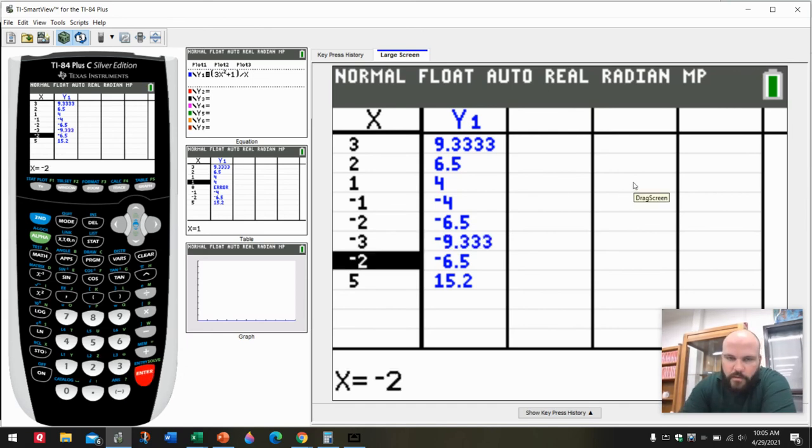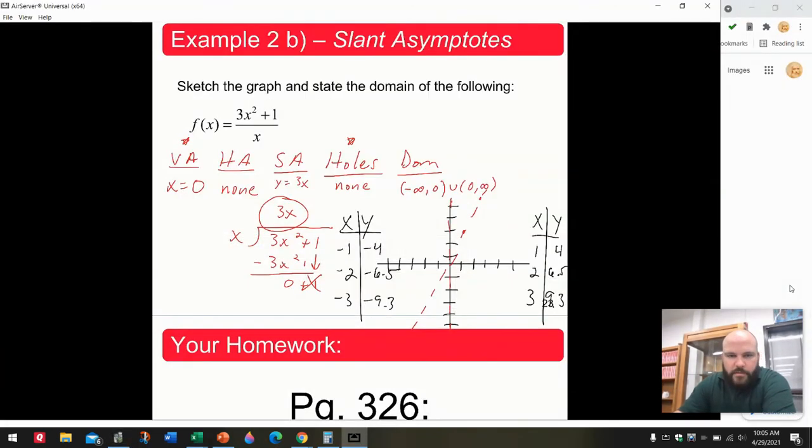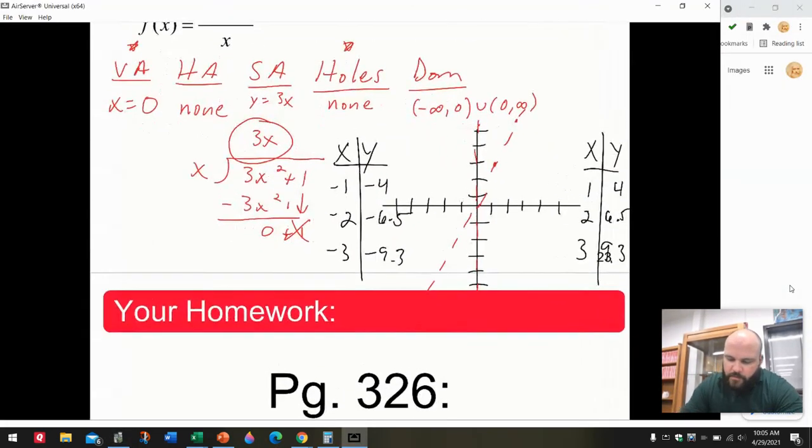So we can go ahead and write all those down. So 9.3, 6.5, and then 4. And then on the other side, we will have -4, -6.5, and -9.3. So now that I have those values written down in my table, you can see that all the y values are written here and here. I can go ahead and plot those.